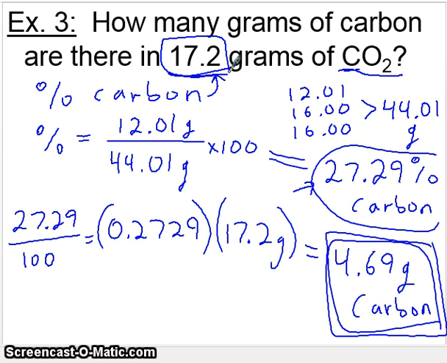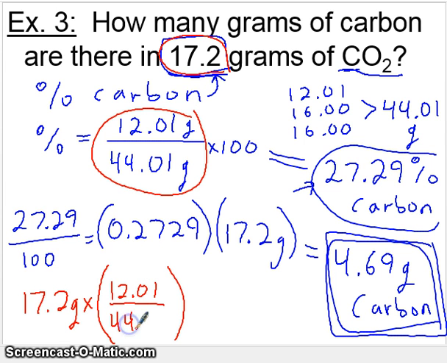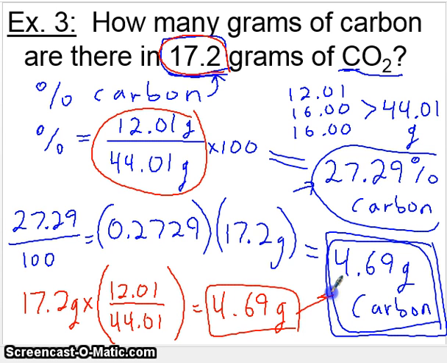Now let me show you the quicker way of doing this. You could actually set it all up in one problem, and that is you take the total mass, which is 17.2, and you multiply it by the ratio of carbon to the total, really, of this factor right here. So carbon is 12.01 in the compound, the total mass is 44.01, and if you do this, you'll get your 4.69 grams, just like we wanted.